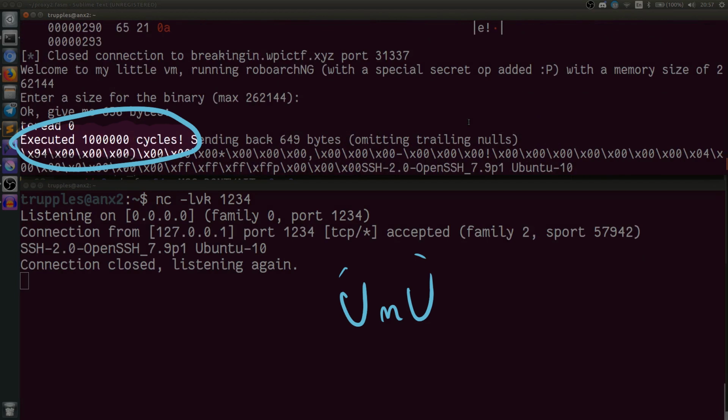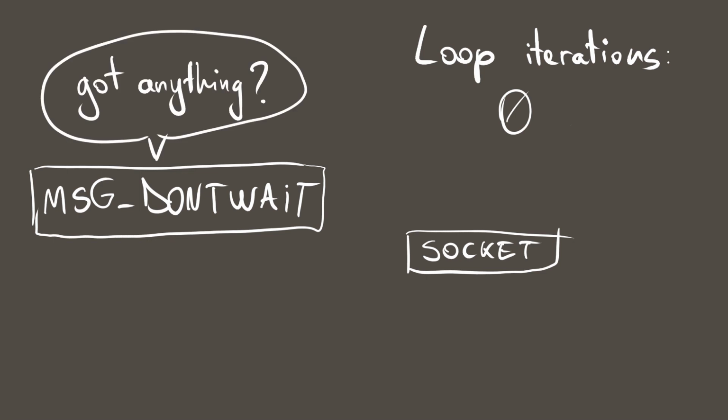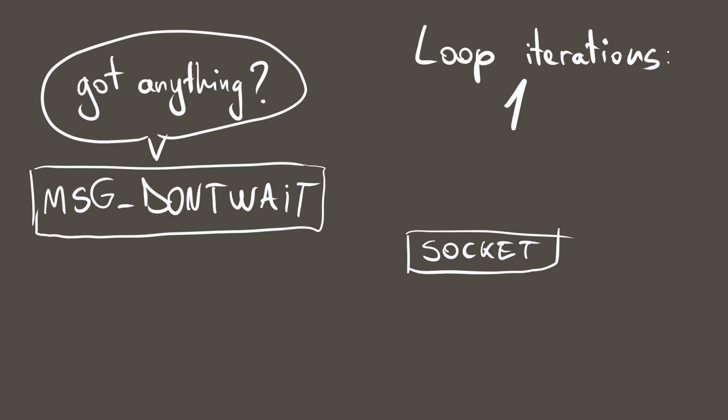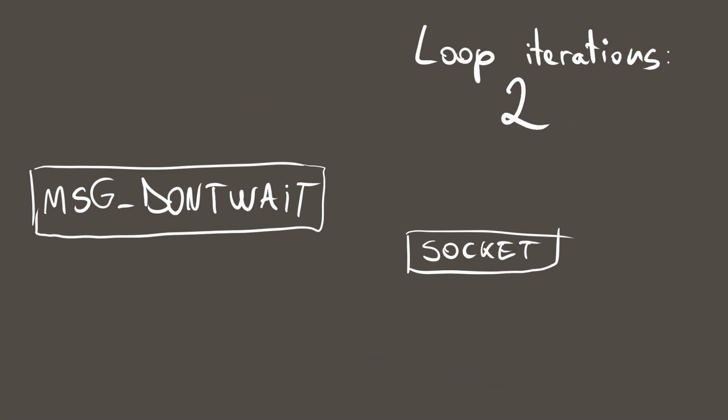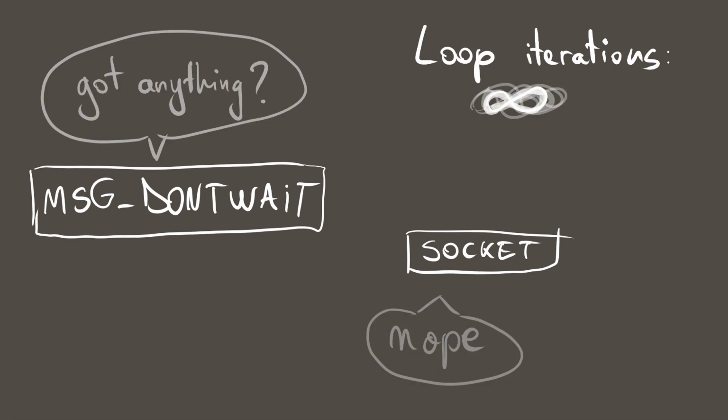What is going on? The problem with the flag message don't wait is that if there is no incoming data on the socket, it immediately exits. Let's think about this for a moment. We don't really send any data instantly, so before we even have the chance to react, the don't wait exited once and then once more and once more again. It does that really quickly, pretty much immediately wasting all our cycles on useless empty receives.